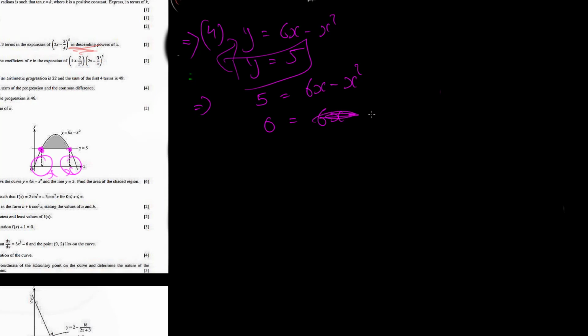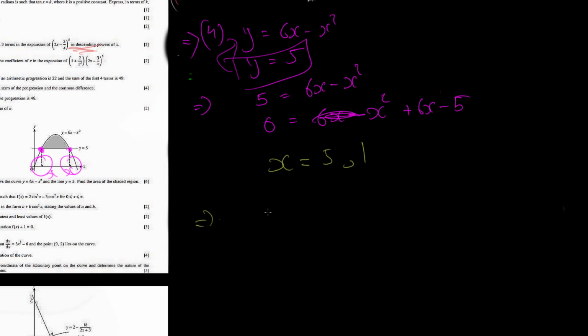Minus, I can rearrange that: minus x squared plus 6x minus 5. If I use my calculator or my quadratic formula for that matter, I should get my values of x. Let me use my calculator super quickly. I should get my values of x to be 5 and 1.